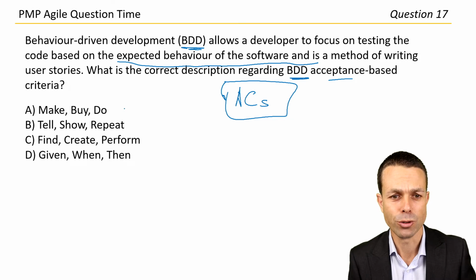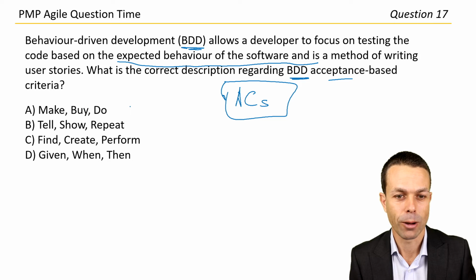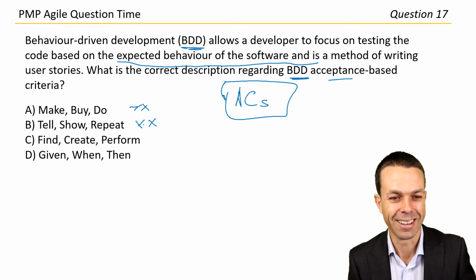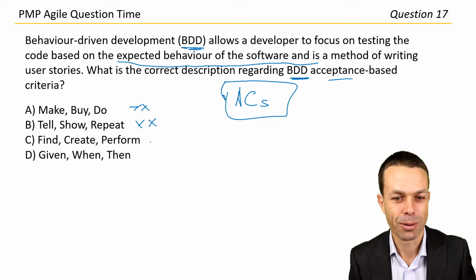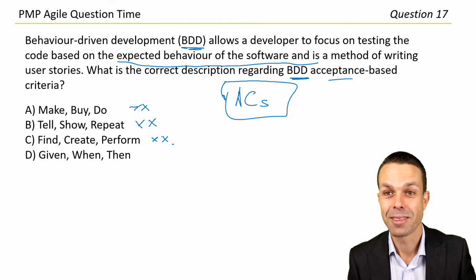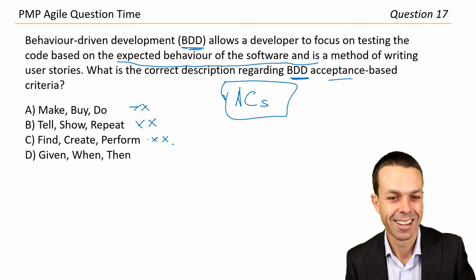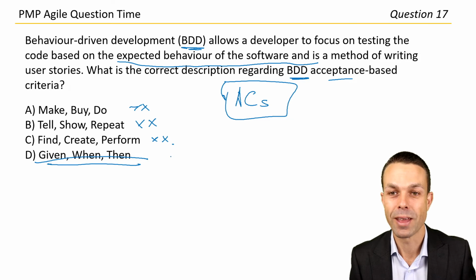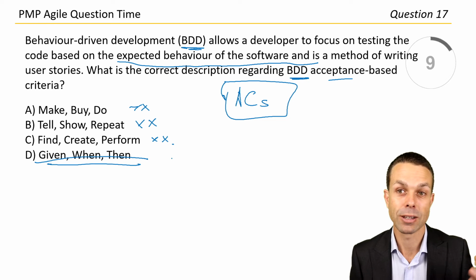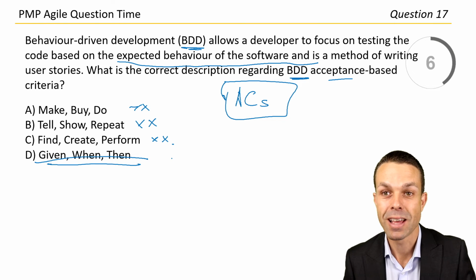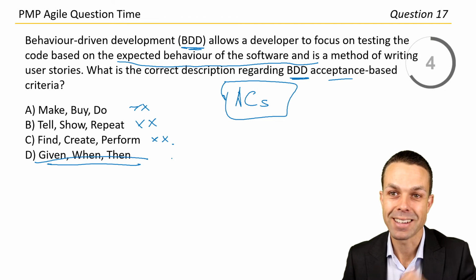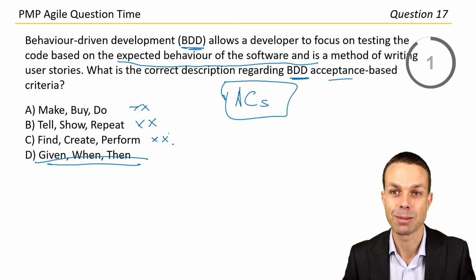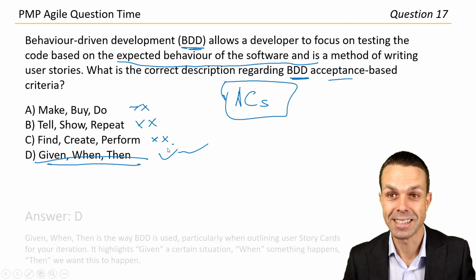Make, buy, and do. I'm not sure about that one. I haven't really heard of that. Tell, show, and repeat. Okay, I'm not sure about that one either. Find, create, and perform. Aren't these fantastic? These could be models in their own right, and so don't get tripped up by these sorts of things. Given, when, then: given something happens, given a certain circumstance, when something happens, then I want this to happen. That is our behavior-driven development for acceptance criteria. Let's go with answer D.